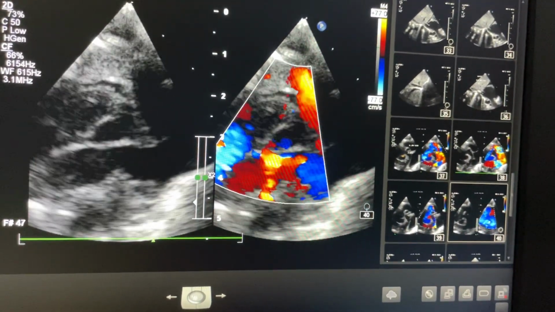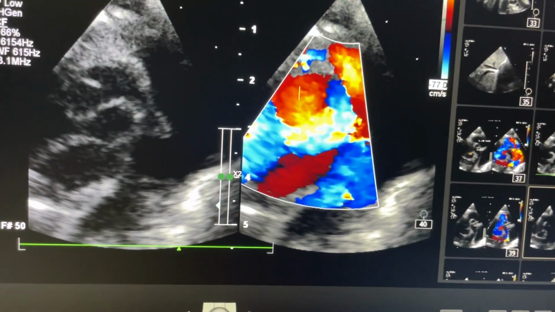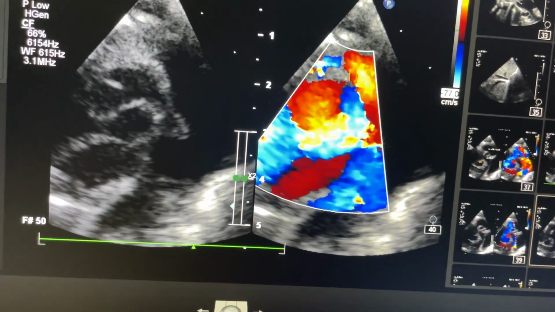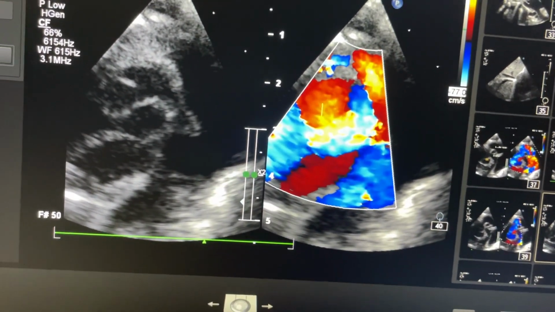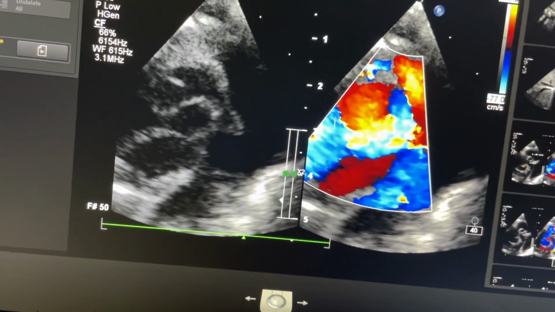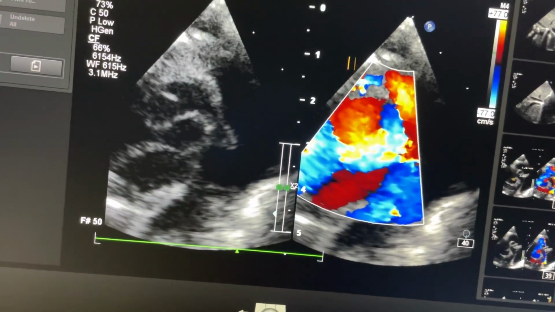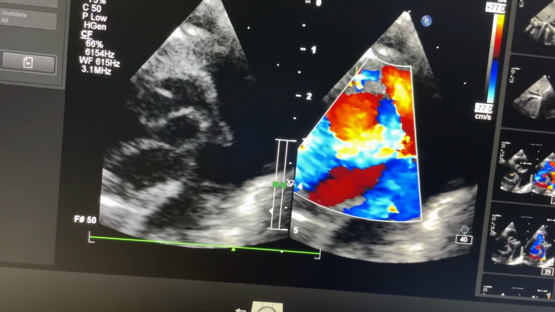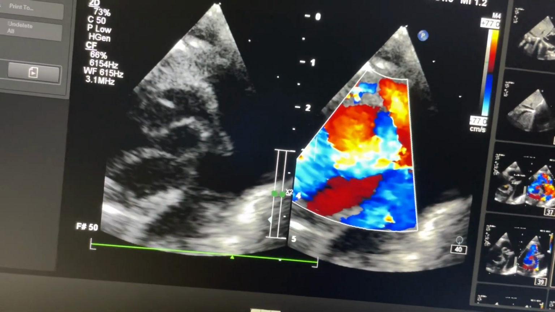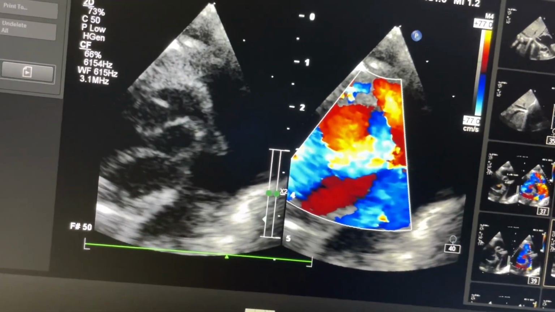You see this red flow. This is the flow in the ascending aorta. Red flow means the flow is going towards the probe, which is the suprasternal probe. So this is the ascending aorta. This blue flow is the flow in the superior vena cava. Blue in color means blood is going away from the probe. The probe is in the suprasternal position, so it is going inferiorly. So the vena cava blood flow is in the inferior direction. The inferior vena cava has blood flow in the superior direction.